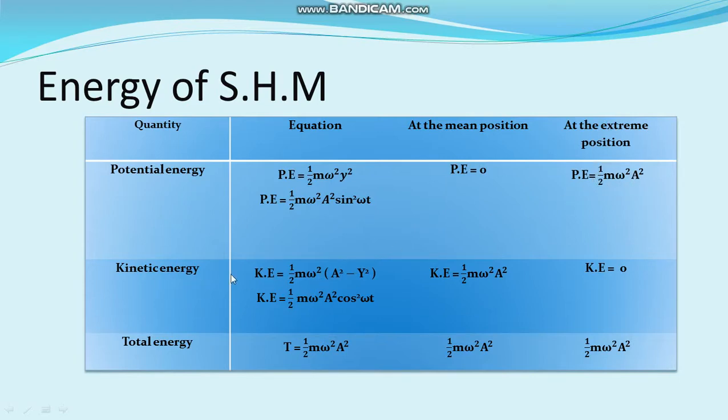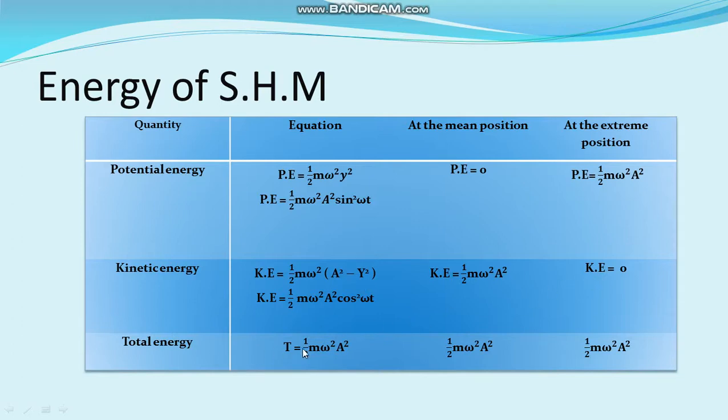Kinetic energy, this is half mv square. This v square formula in SHM is omega square into a square minus y square. In terms of cos function also we can write. At the mean position y is equal to 0, so kinetic energy is maximum. At extreme position y is equal to a. If you substitute y is equal to a here, then you get kinetic energy 0.